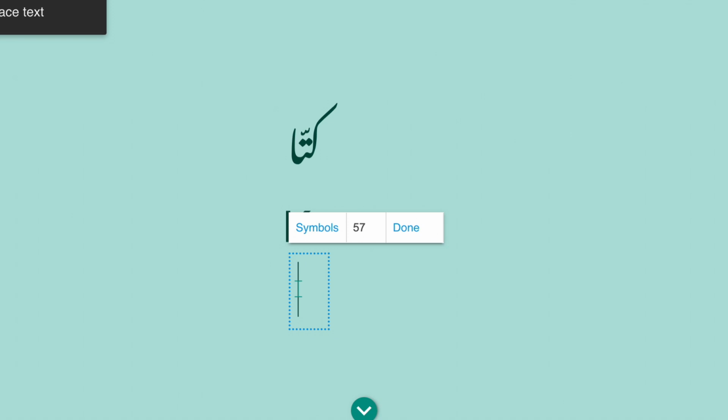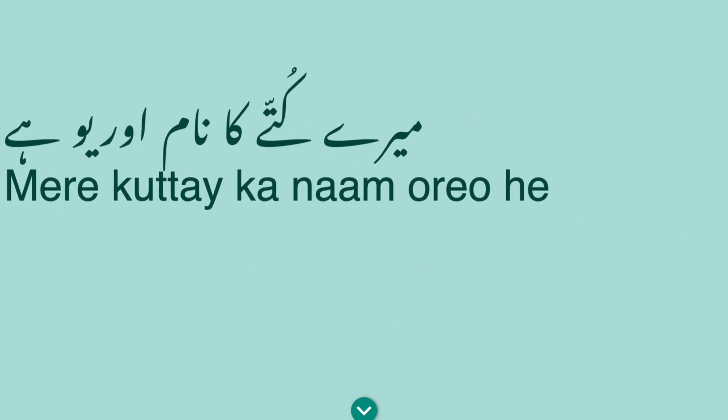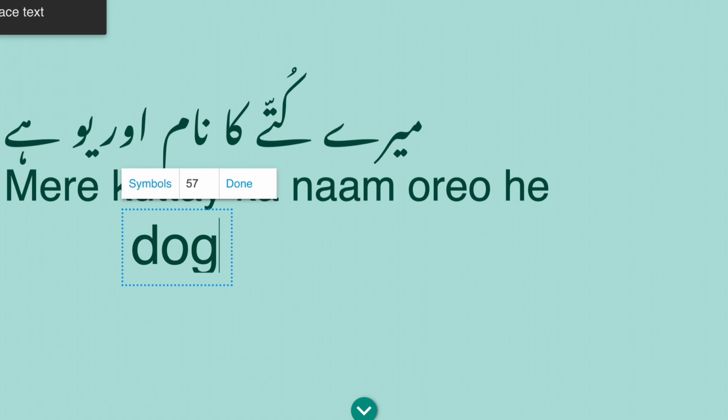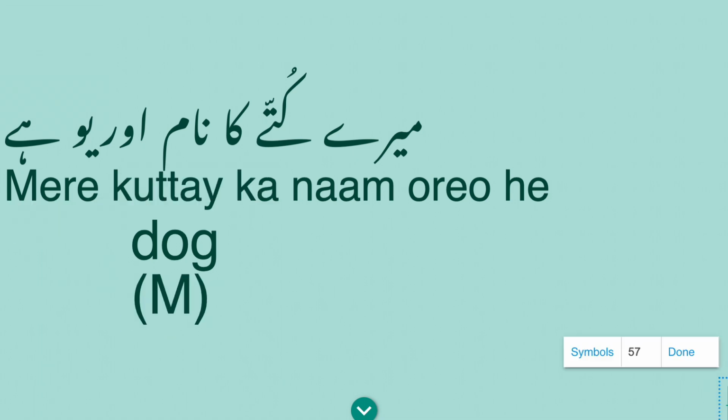The next one is kutta. There's an emphasis on T. The T is produced twice. Kutta. मेरे कुत्ते का नाम ओरियो है. कुत्ता is a masculine noun.